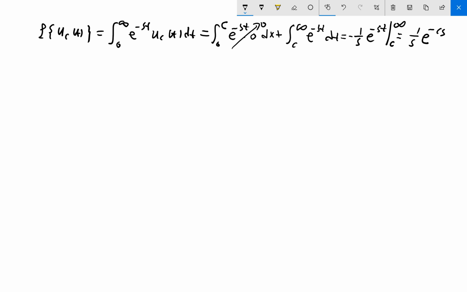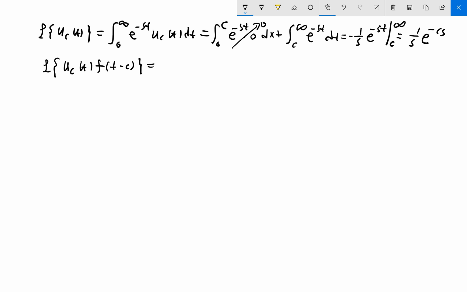Okay, so we know how to find the step function's Laplace transform. So we can find the Laplace transform of f(t) in the previous slides, easily. Okay, next we need to learn an important formula. We want to learn what is the Laplace transform of u_c(t) times f(t minus c).